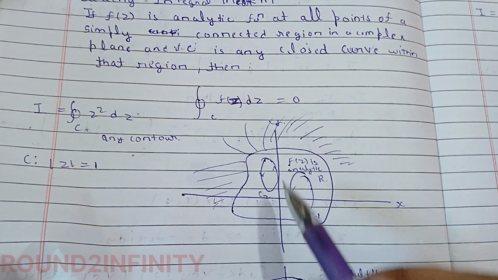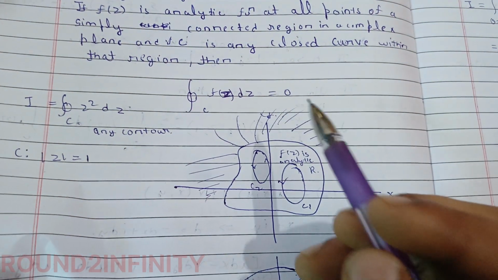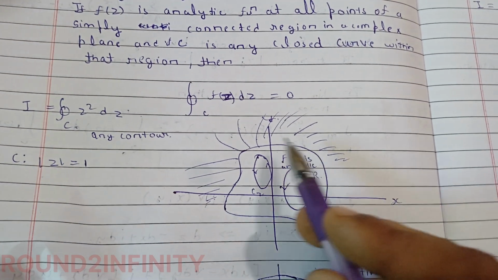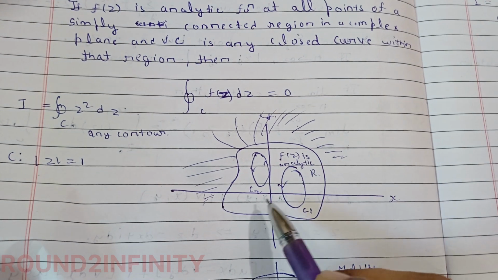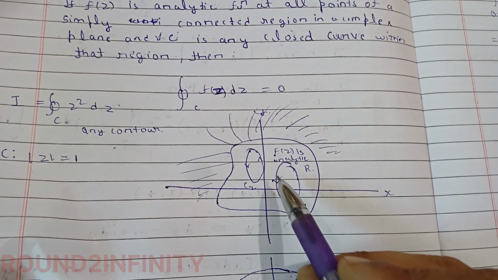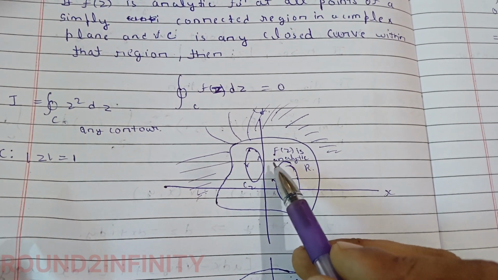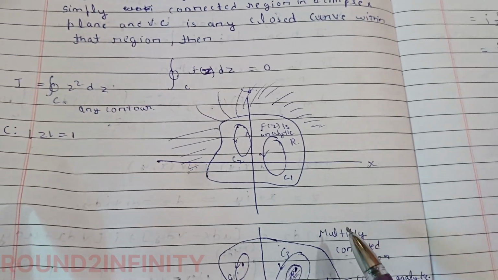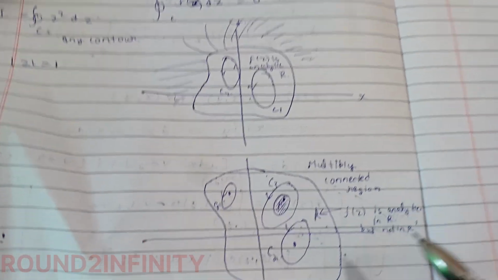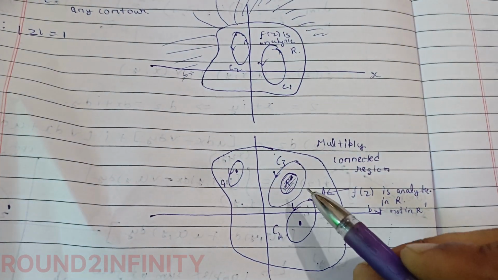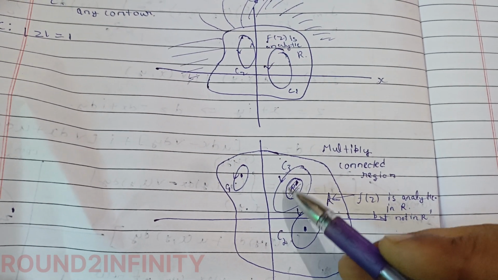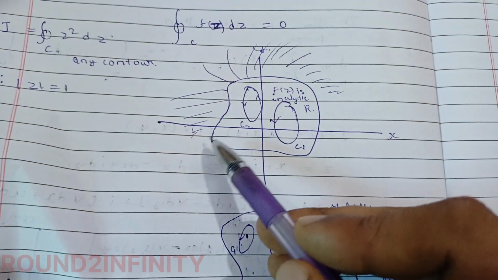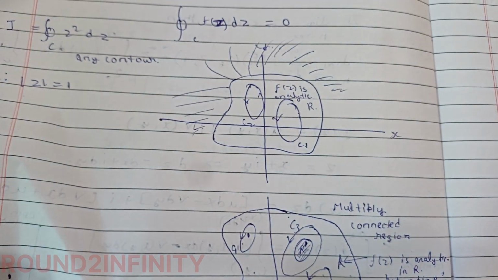Now if it is analytic at all points, then take any contour inside this region. This f(z) dz on this contour will be 0, always 0. And when it is analytic at all points, then we call this region simply connected. When there is any single point where the function is not analytic, then it is called multiply connected. Like this, in this region this particular R dash region is not analytic, then we call this a multiply connected region. But if at all points it is analytic, then we call it a simply connected region.